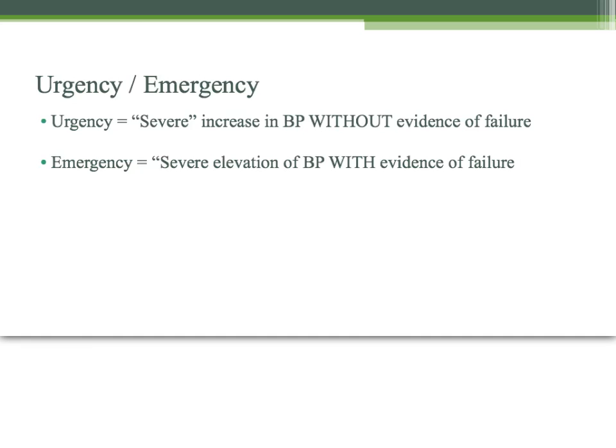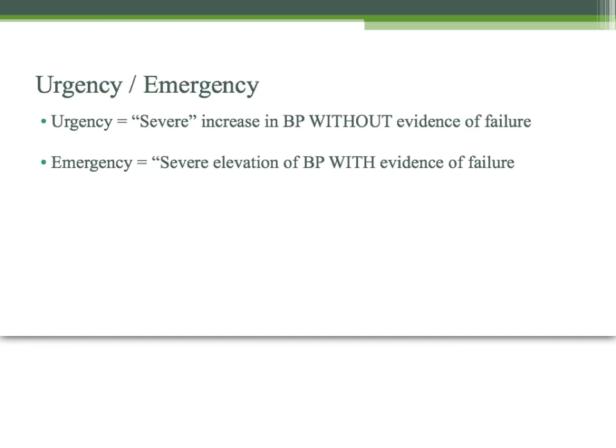Before we take a look at the charts that show the diastolic and systolic in the 90th, 95th, and 99th percentile, let's talk about the definition of urgency and emergency in children. This comes directly from UpToDate. It says that in children, hypertensive urgency is defined as severe increase in blood pressure without evidence of organ failure.